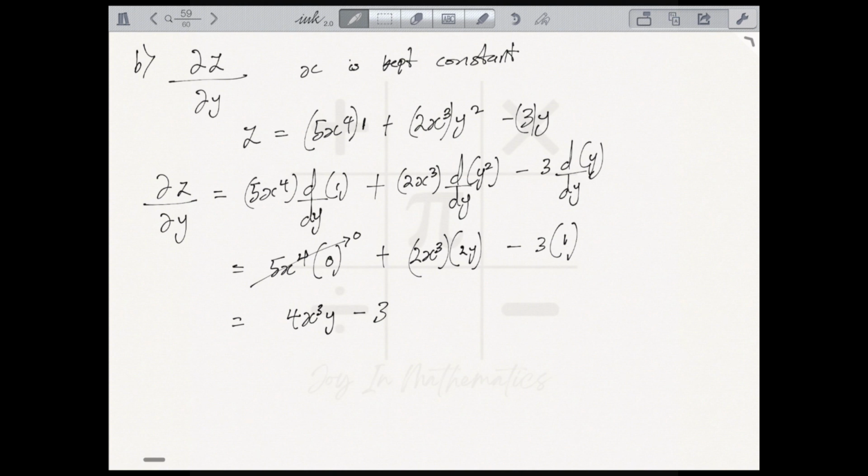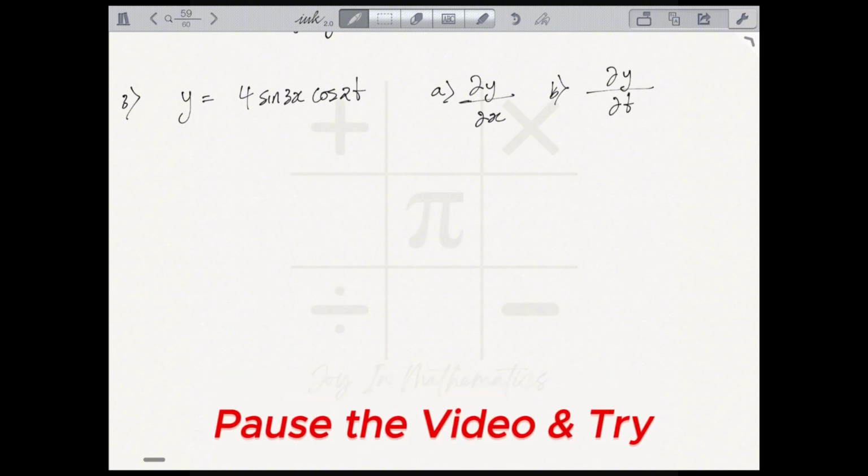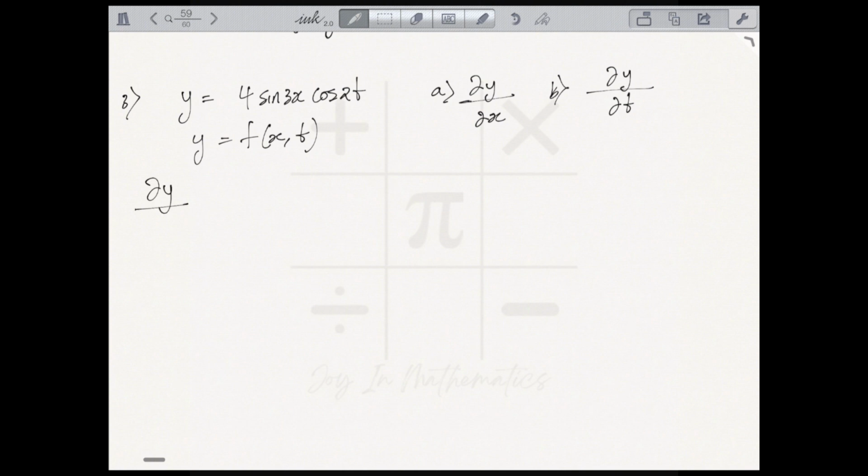Let's take another example. Given that y is equal to 4 sine 3x cos 2t, we are asked to evaluate the partial derivative of y with respect to x and the partial derivative of y with respect to t. Now we can see here that y is a function of both x and t. So let's start with dy/dx.